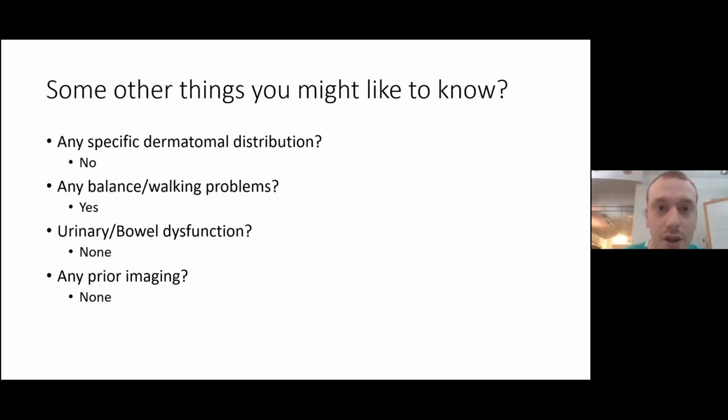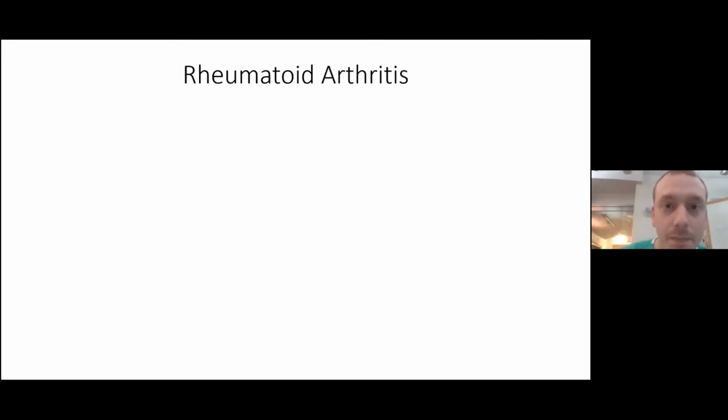She was using a roller. And also other things you can ask is if the patient had any specific dermatomal distributions. You want to know if it's in the distribution of L5, S1, or if it's mostly thoracic. And in this patient, there was no specific distribution. Also, something important to know is if the patient had any prior imaging. You want to have something to compare with. Also, rheumatoid arthritis. Do you know any important things to know related to spine pathologies and rheumatoid arthritis, Silva?